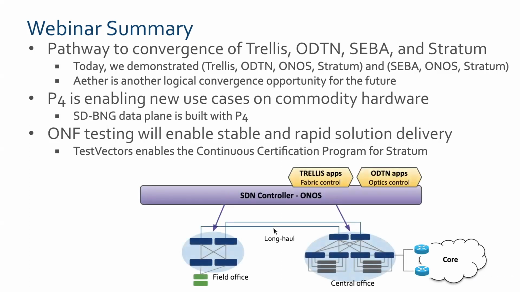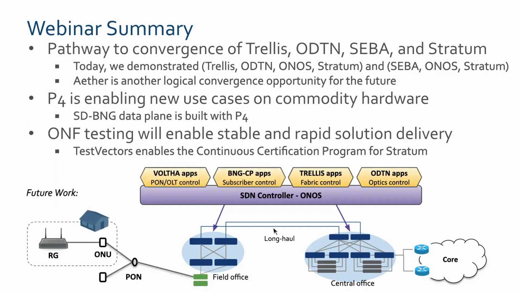So the first thing we showed is a field office and a central office connected by long haul fiber controlled by both Trellis and ODTN. And a logical future step or future work could be to take the PON, the ONUs, the RG, as well as the BNG and the Volta applications and run them all together on one ONOS controller for a complete solution.